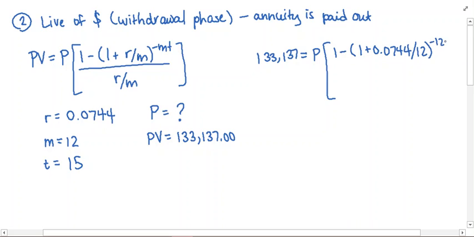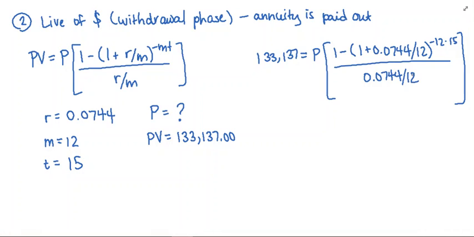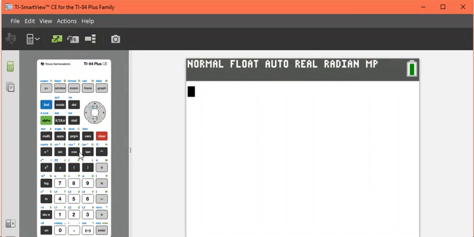Our exponent is going to be negative 12 times 15. Divide everything by R over M. Then let's go to our calculator. Again, in the formula, we're going to try to calculate what is in the brackets. Everything in brackets is a number, so we're going to be able to get a number out. The numerator is the more complicated part, so let's start there.